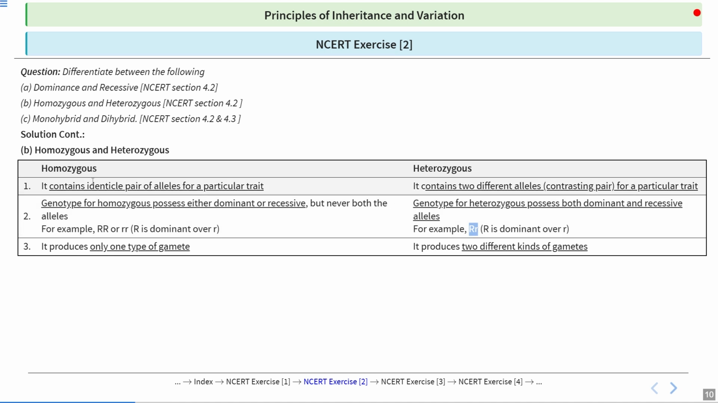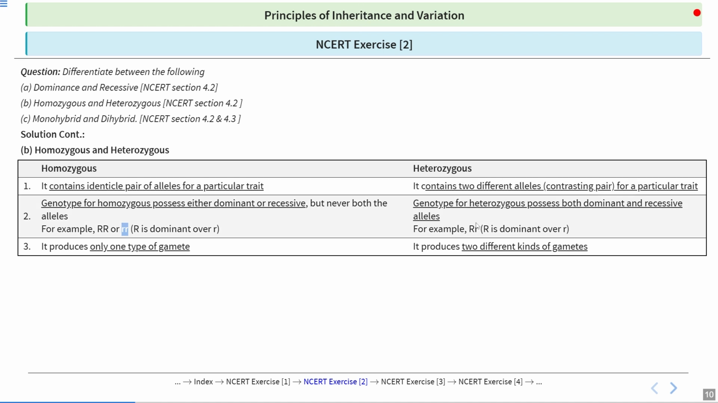Clear? Homozygous individuals produce only one kind of gametes, which means they are homogametic. Heterozygous individuals produce two different kinds of gametes, which means they are heterogametic. Suppose you take, for example, capital R, capital R, homozygous dominant: it will produce all gametes containing capital R only. An individual with the genotype small r, small r will produce gametes which have only small r.